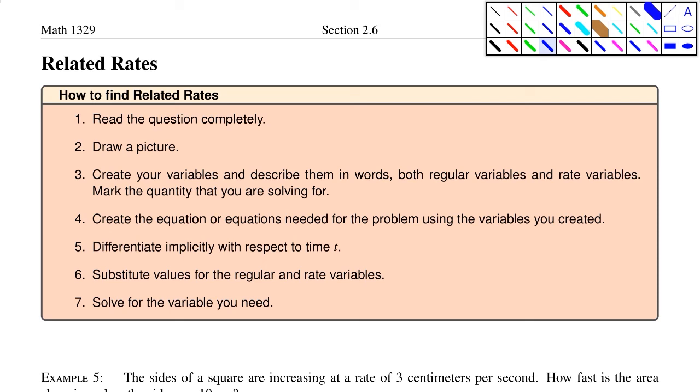Number 5, differentiate implicitly with respect to time t. Differentiate means to take the derivative, but instead of saying dy/dx, all of these problems are going to be d something dt. Even though t is not going to be one of the variables we're using in the equation, we are differentiating with respect to time because things are changing over time. How fast is the hole opening? How fast is the water leaking out of the hole? All of those rates are going to be the derivative taken with respect to time. Number 6, substitute values for the regular and the rate variables. And 7, solve for the variable that you need.